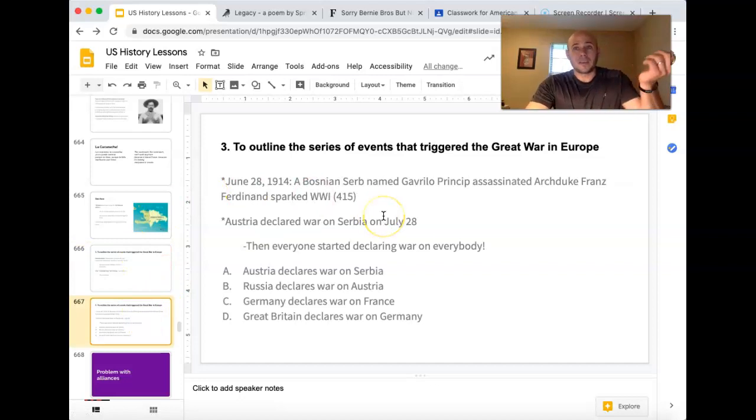So what is the spark that blows everything up? Well, on June 28, 1914, a Bosnian Serb named Gavrilo Princip assassinated Archduke Franz Ferdinand, who was the heir of Austria-Hungary, and this sparked World War I. He was visiting Sarajevo on a pretty hardcore, national, like a patriotic sort of day for them.